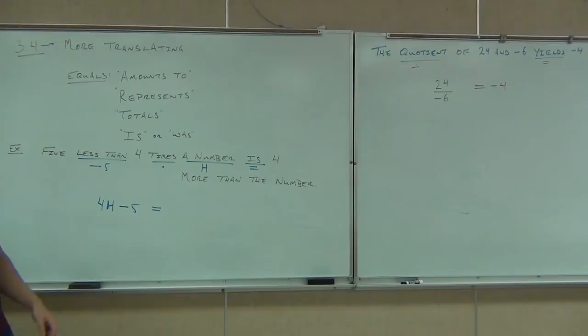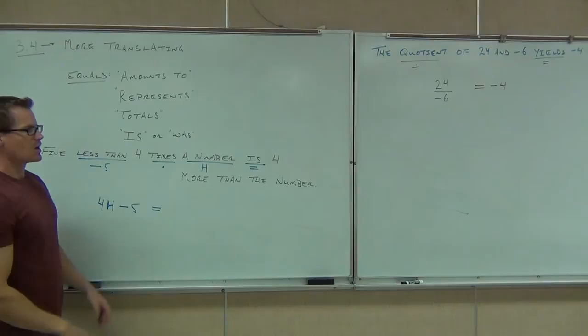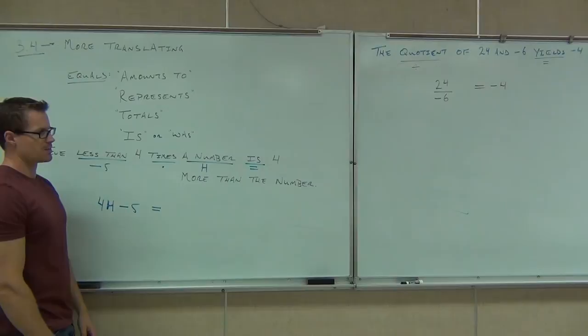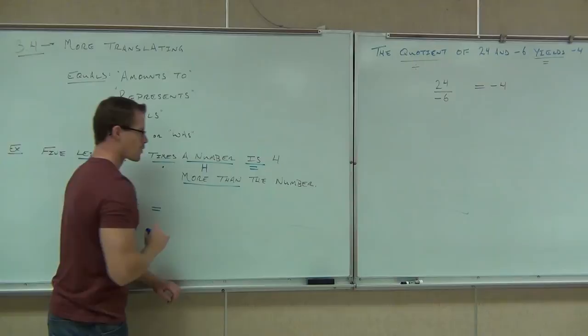Now we've done the first one. This was just an expression for us, which we've practiced already. We have the word is, that means equals. We just now have to focus on everything after the is. 4 more than the number. What do these words mean now? More than works like less than. So is it going to be 4 plus or plus 4?